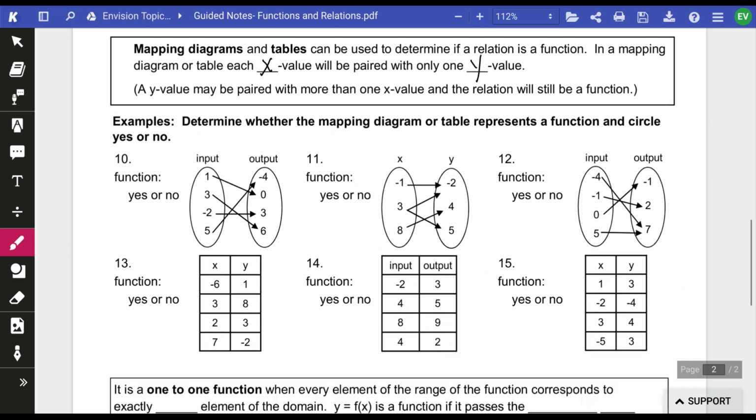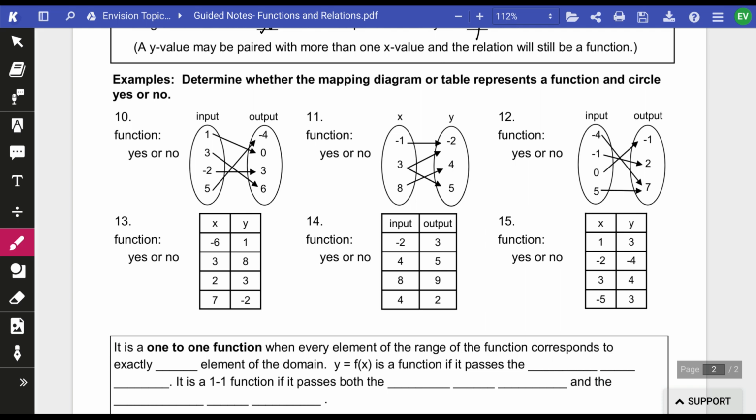Okay, so what they've done here is they've given us some mapping diagrams. Notice the circles. The input, the x values, the domain are on one side, the output are on the other. When you have a mapping diagram, it's really easy to see if you have a function or not. So how many arrows come from each of my x's? In the case of number 10, each x value only has one arrow. Therefore, it is a function.